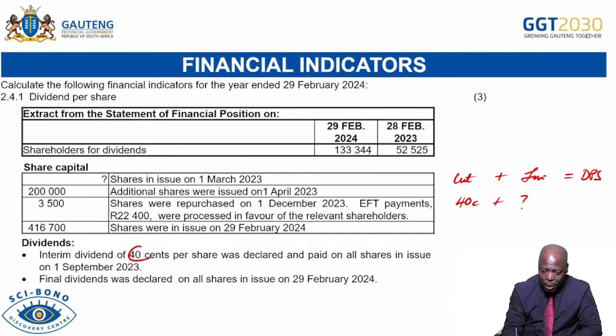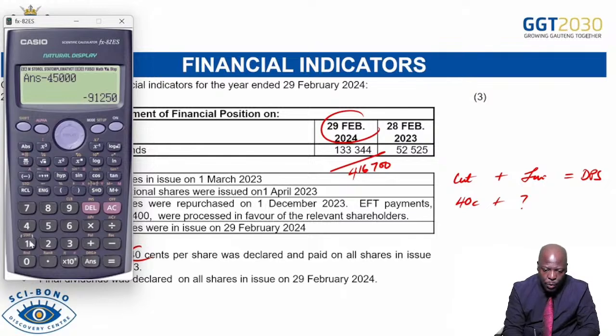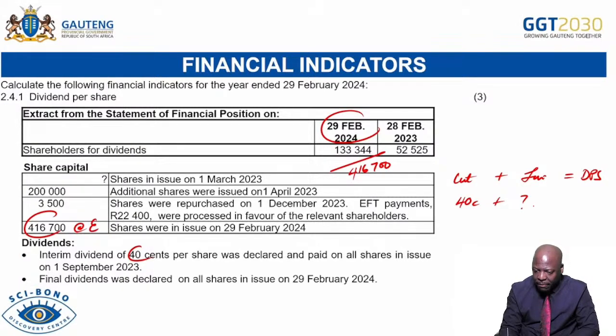To get the final dividend per share, we now say my 133,344, which is the shareholders for dividends, the final dividend in 2024. I will take that one, 133,344. Then I divide by the number of shares at the end, which is 416,700. Let's see how much we're going to get. So it's 133,344. Then I divide that by 416,700. And that is going to give me my 32 cents. So I'm going to get my final dividend.